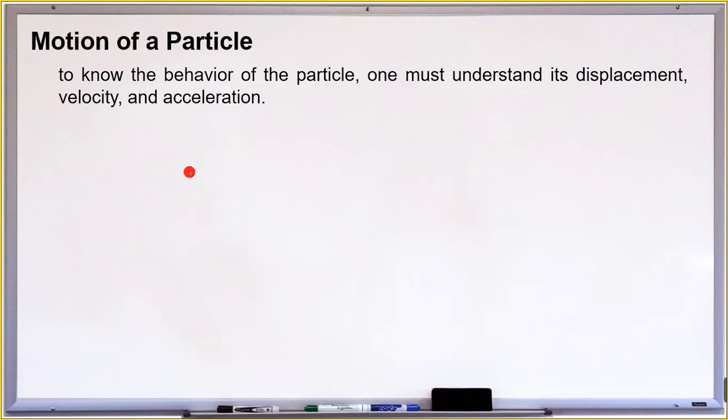So let's start with the three important parameters in dynamics. In order for us to know the behavior of a particle, we need to understand these three: displacement, velocity, and acceleration. So why do we need to know these three?